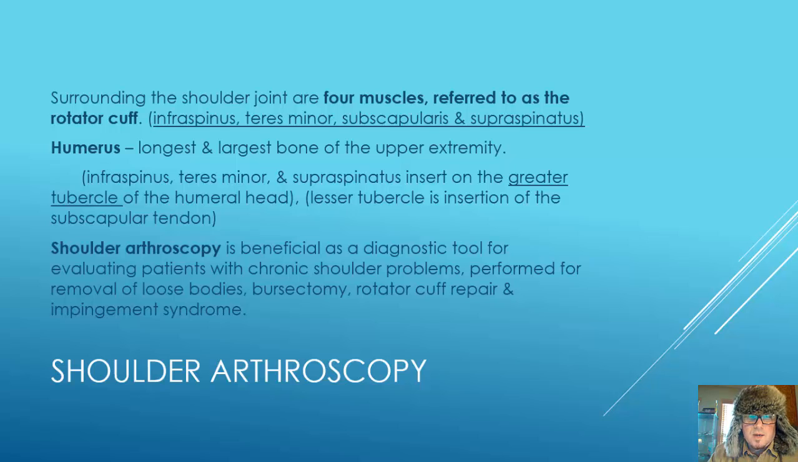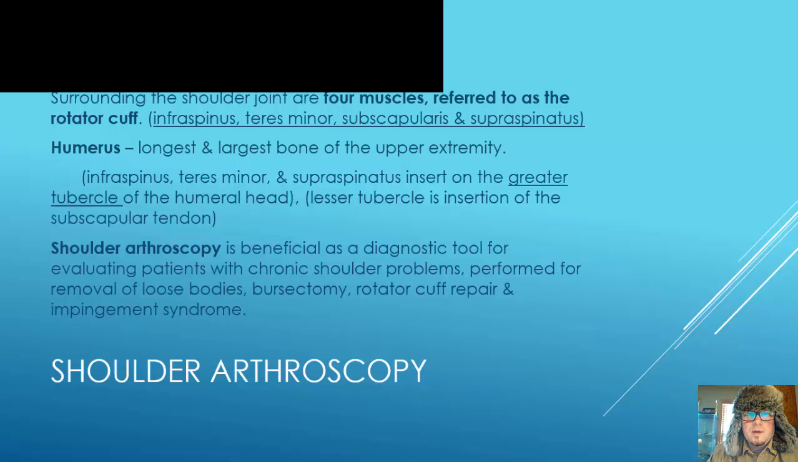Humerus, obviously the longest and largest bone of the upper extremity, just as the femur is in the lower extremity. Shoulder arthroscopy is a nice tool, they can evaluate the shoulder problems. They can stick the scope in, see what's going on. If you need to do a cuff repair, if the joint's impinged in some way.